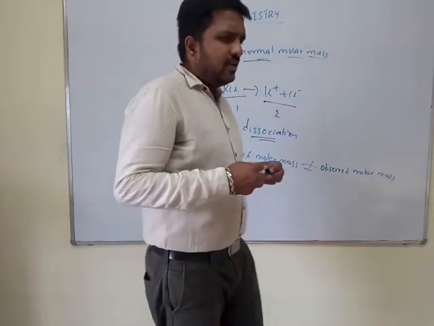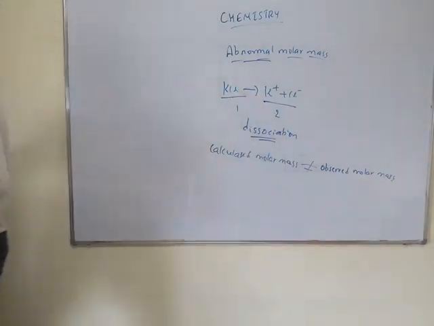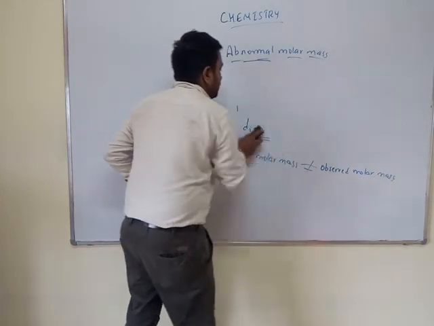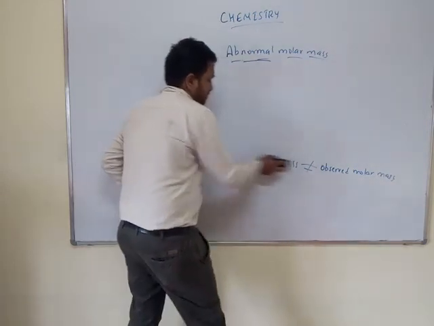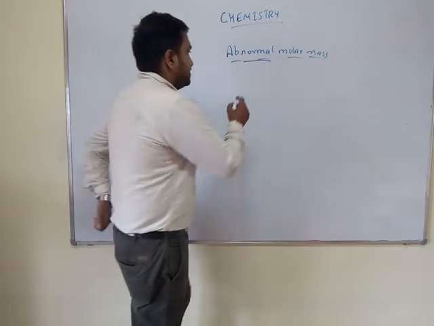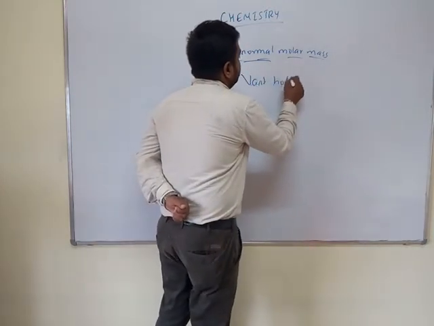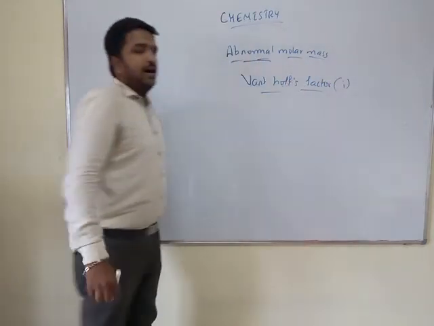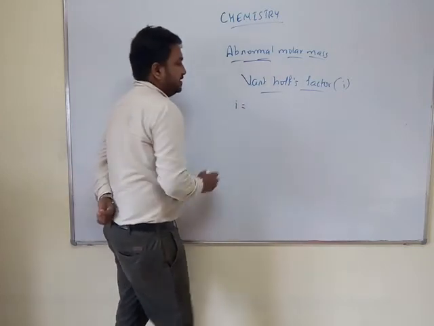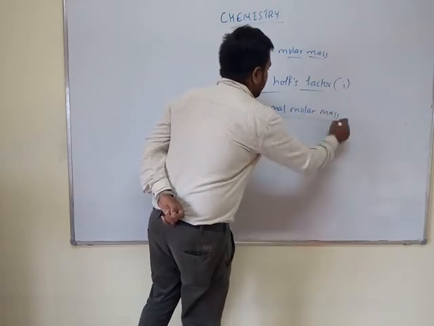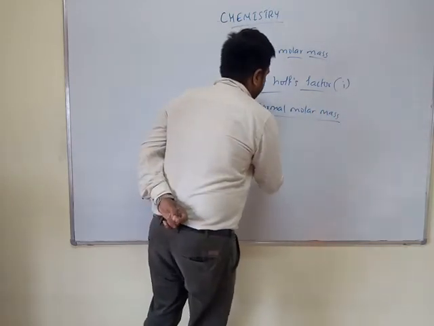This concept is given by a factor called Van't Hoff's factor. This concept of abnormal molar mass is given by Van't Hoff's factor. It is represented by the symbol i. Clear? According to this concept, Van't Hoff's factor is given by normal molar mass divided by the calculated molar mass.